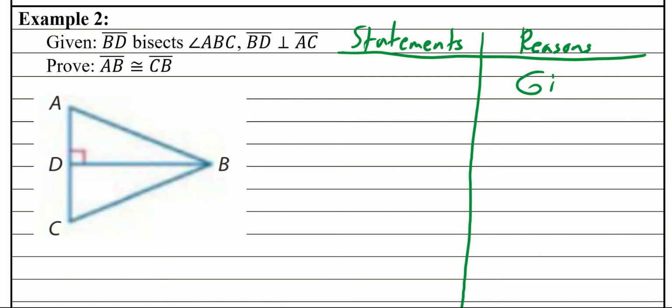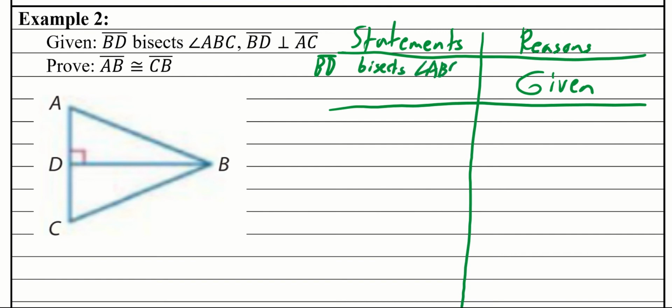Okay, I'll start with our given information, and I'll just go ahead and copy those down. So we're told two things here. We're told BD bisects angle ABC, and then we're also told that BD, remember this symbol means perpendicular, so BD is perpendicular to AC. So that's just from our given information. And notice the big difference between these proofs and any other proof is my prove statement, or what I'm trying to prove, is not that the triangles are congruent.